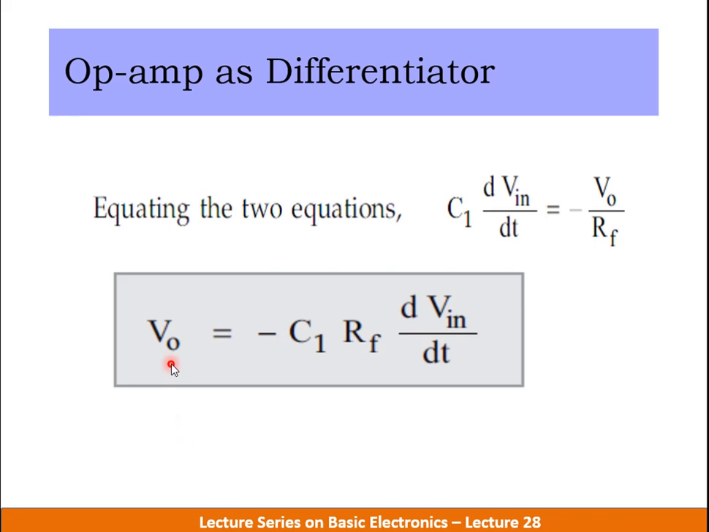So we are supposed to calculate the output, we are supposed to find out the output equation of the differentiator. So hence Vo is equal to minus C1 into Rf dVin divided by dt. So this is the output equation of op amp as differentiator.